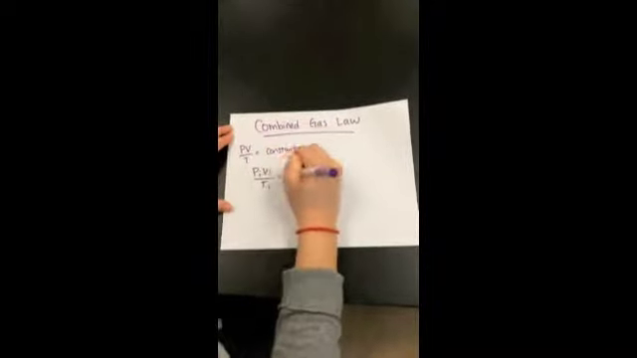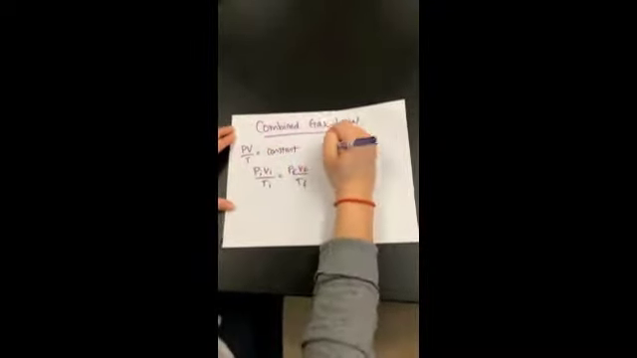Next, we're going to talk about the combined gas law, which combines a few of the different laws that we've already talked about. And it states that PV over T equals a constant, or the initial pressure times the initial volume over the initial temperature equals the final pressure times the final volume over the final temperature. It's important to know that you use this law when you're changing two variables.